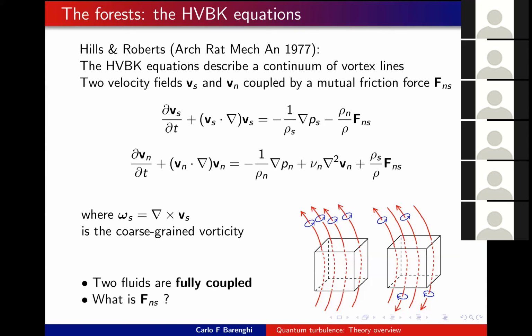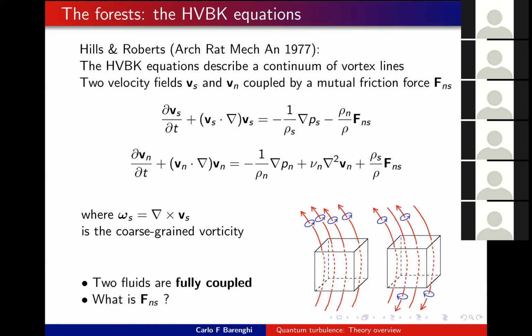So if you take the limit of zero temperature, ρn/ρ is 0, and you're left with the Euler equation. The top equation is the Euler equation. If you take the limit of high temperature, ρs/ρ will be 0, and the second equation becomes the Navier-Stokes equation. So I said this model describes a continuum of vortices.